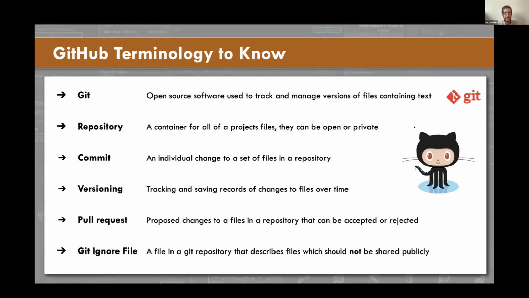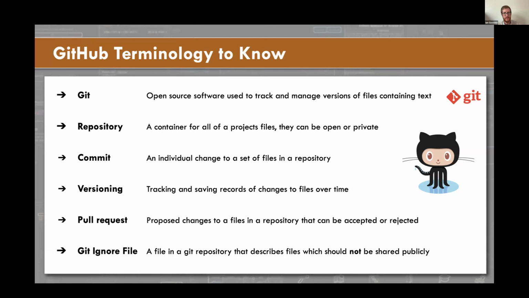The repository is the container for all the project's files, can be open or private. So we're going to be creating a local repository, but we'll also be working with a repository online in my section of the workshop. Commit is that individual change to a file or a set of files in a repository. Versioning is tracking and saving records of changes to files over time.